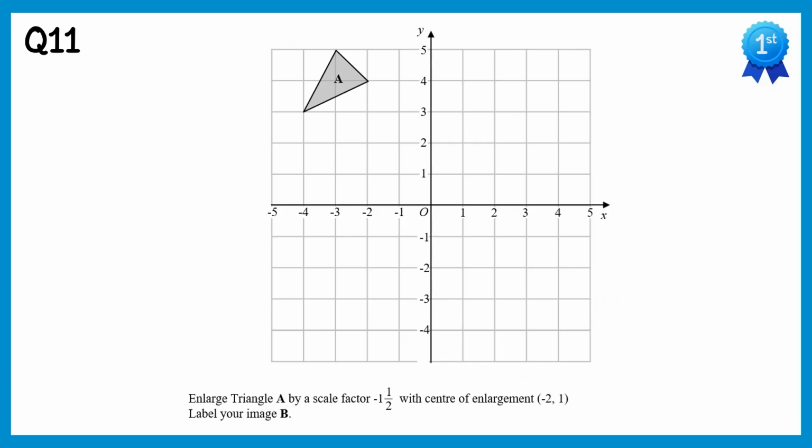In this question, we're going to enlarge this shape. We've been given the centre of enlargement negative 2, 1. So the first thing we're going to do is mark this onto the coordinate grid. We've been told the scale factor is negative 1.5.